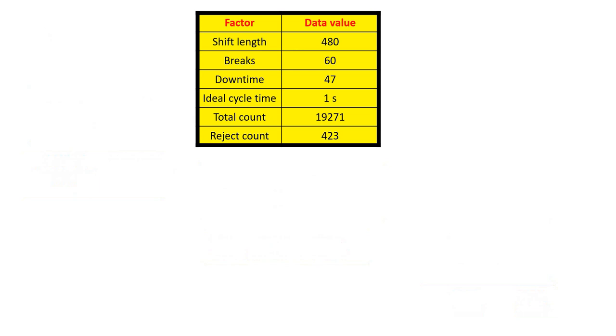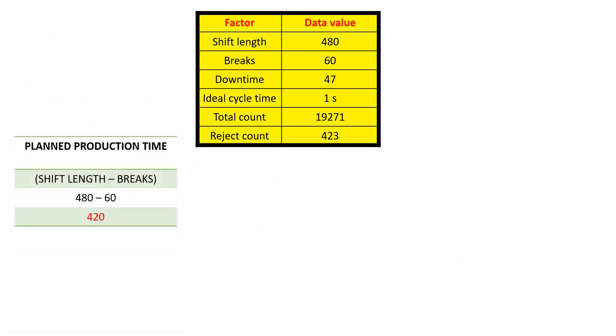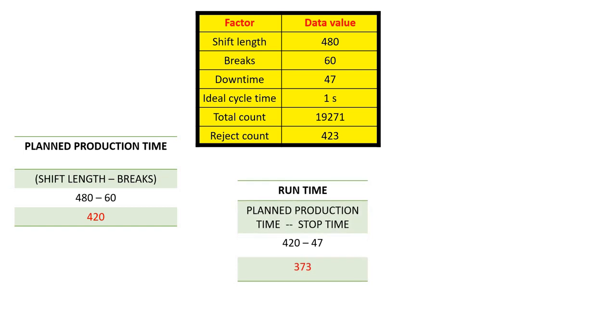Let's get started. So this is the data that is given. The first thing that we'll calculate is planned production time, which can be done by taking the shift length and subtracting the unavoidable breaks. So the total shift length is 480 minutes and we subtract 60 minutes. We get a total time of 420 minutes. Then, in order to calculate the runtime, we subtract the stop time from the planned production time. Now that is 373 minutes.